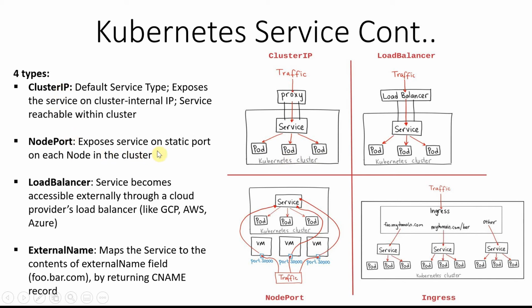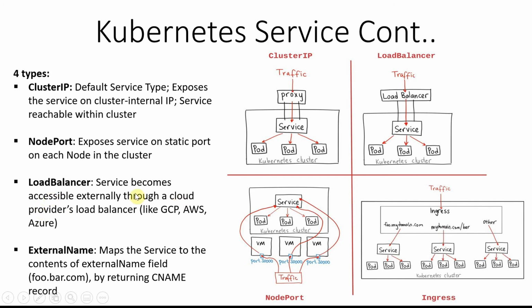And node port is this one. With node port, you are giving a range of ports, and whenever traffic comes, as long as it is within this node port range, then this port is accessible. If it is not within the 30K port range, then it is not accessible. So basically you are exposing the service on a static port on each node in the cluster.